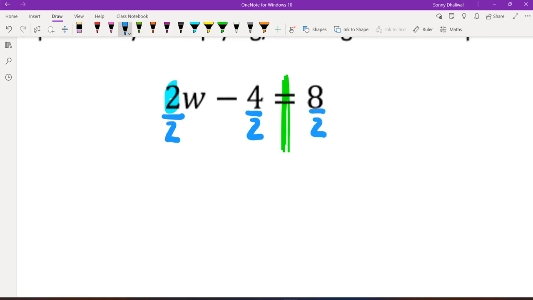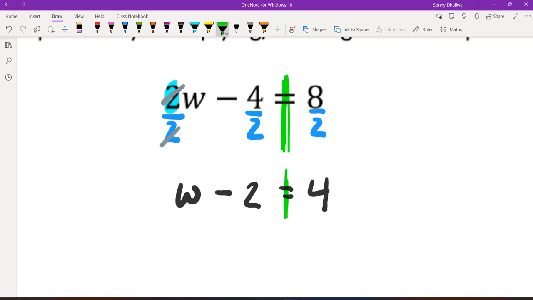Okay? So now, the 2 here is gone, and we're left with a W, and a 4 divided by 2 is a 2, equals 8 divided by 2 is a 4. Okay? And we're still working with that side of the equation.